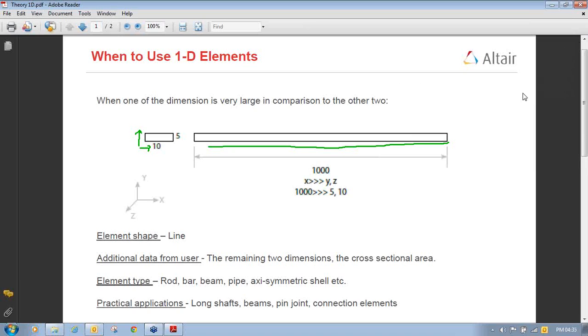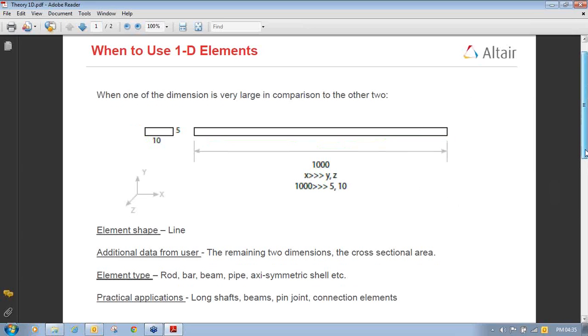Additional parameters which you have to input in the software for simulation of 1D elements are the remaining two dimensions, that is its cross-sectional area. Element types used in 1D elements are rod, beam, bar, pipe, axisymmetric shells, etc. And practical applications of 1D elements are long shafts, beam, pin joint, connection elements, etc.